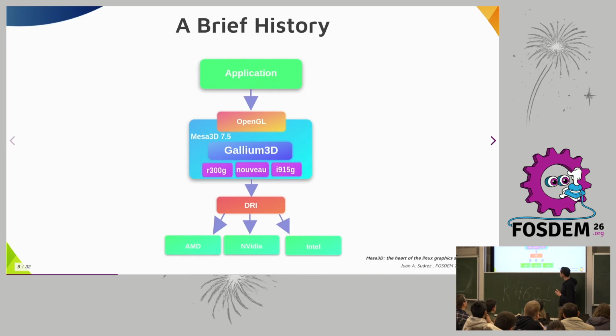At this moment, Gallium was introduced, which basically tries to abstract all the common parts required to implement OpenGL, and just lets each driver do the specific job that depends on the GPU. Nowadays, all the OpenGL drivers are using Gallium, all of them. This is a very important moment in the history of Mesa.